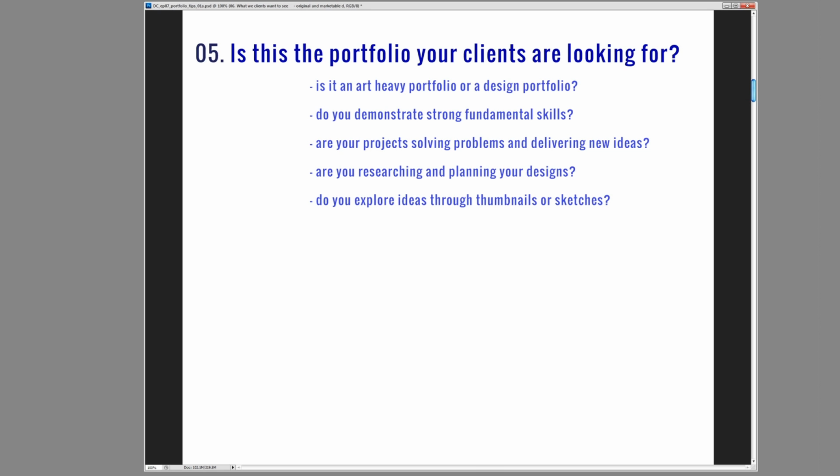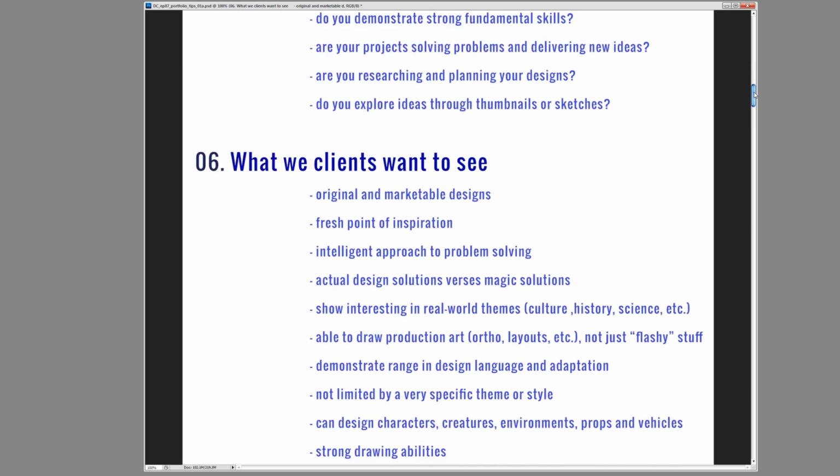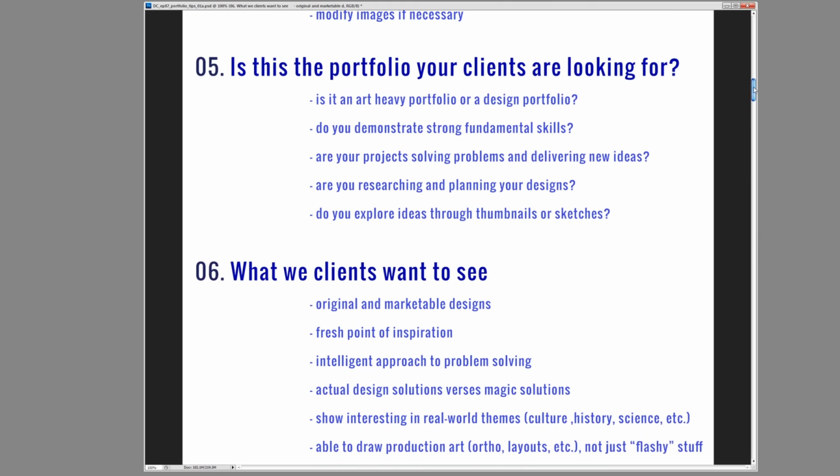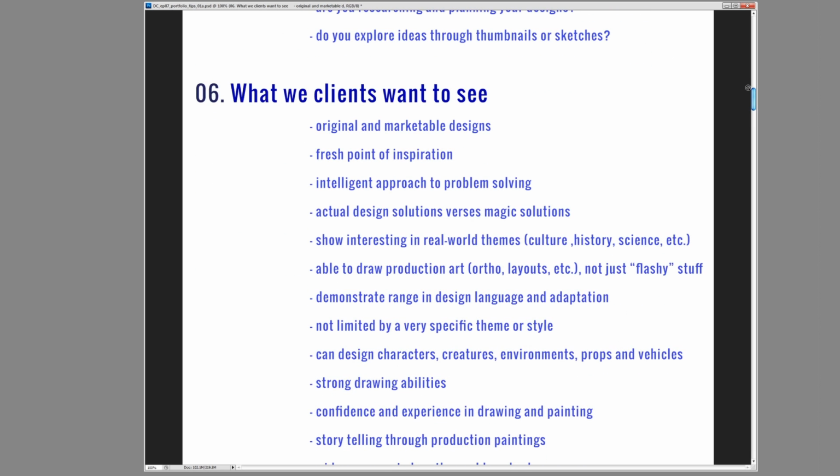Okay, category number 6. Big category is what we clients want to see. I just went through category number 5, which is: is this the portfolio your clients are looking for? Those are things for you to ask yourself, do you have these things in your portfolio? Next is what we actually want to see, we as clients. Here's a bunch of things.